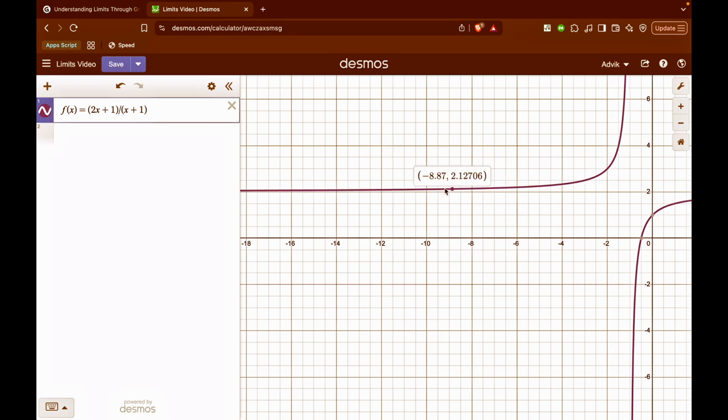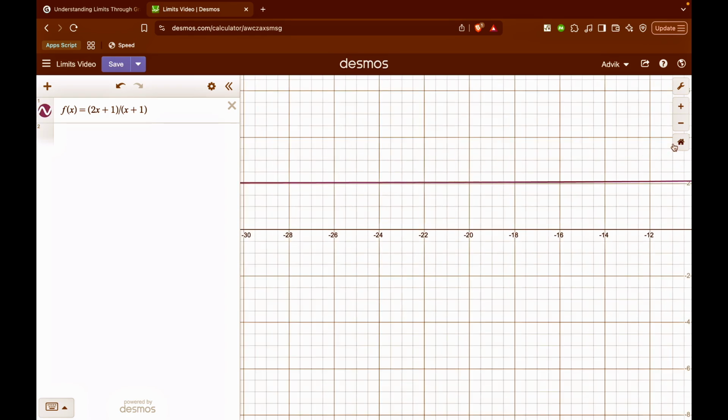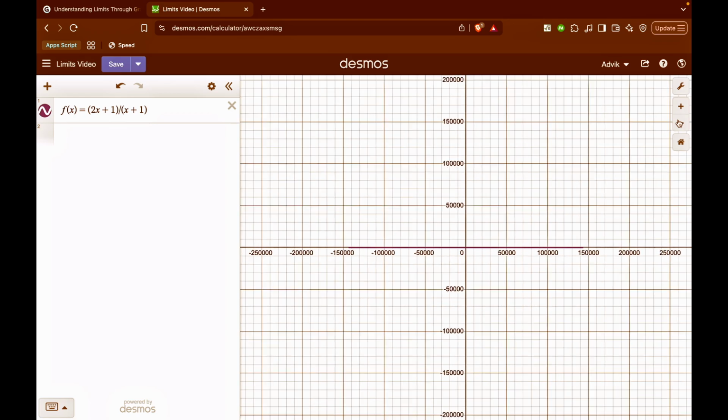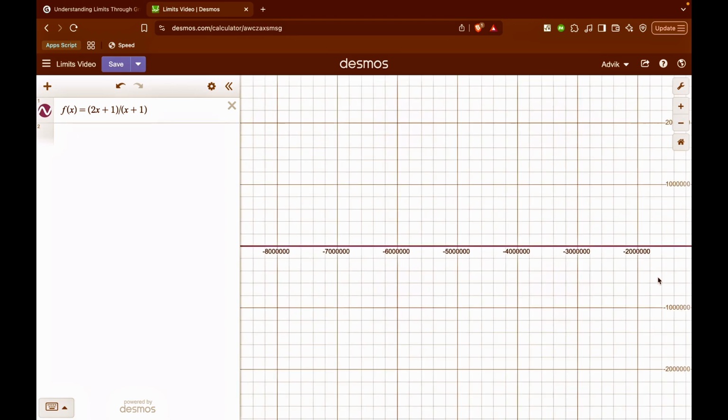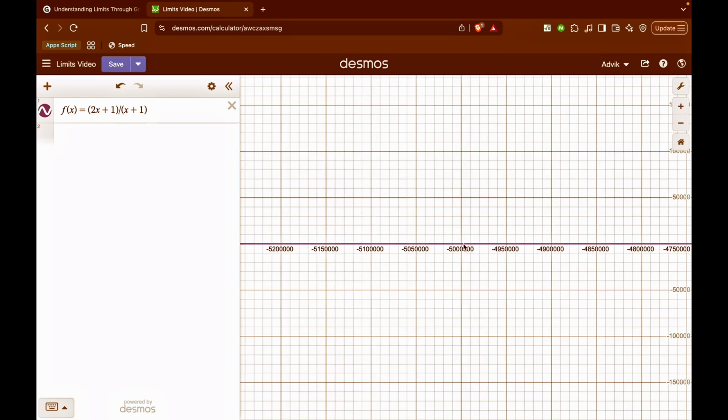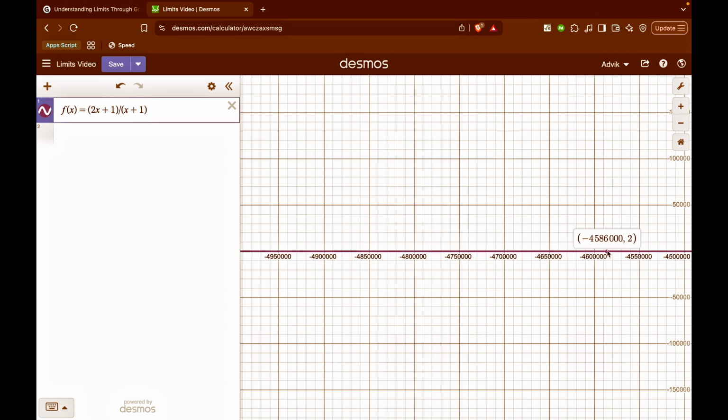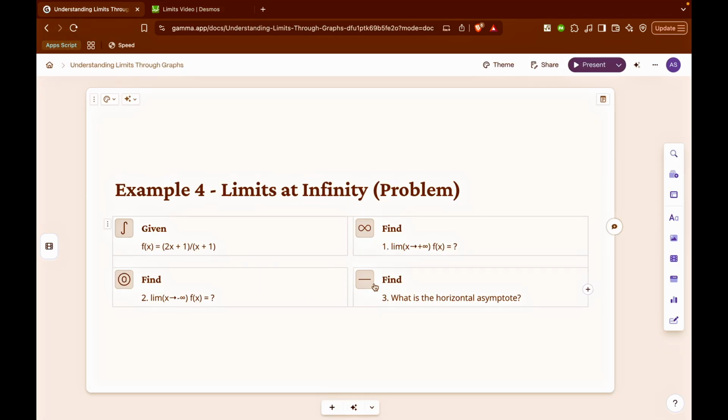Now, if we go to the left, we do the same thing, except we zoom out to about negative 600,000, or 490,000, or 500,000. It's so close to 2 that it basically becomes 2, but it is not 2, as if we substitute this value, it will be just a bit off from 2. So as it approaches negative infinity, it also equals 2. So both of the one-sided limits are equal to 2, and the horizontal asymptote as a result.